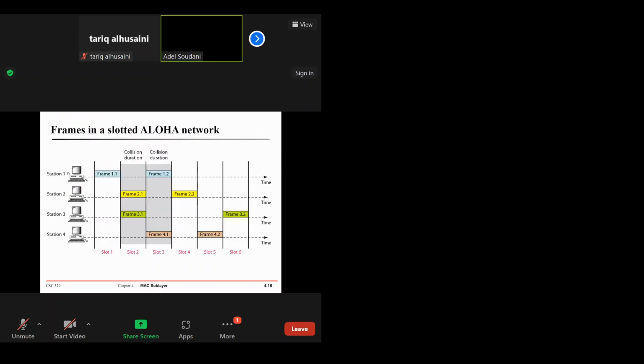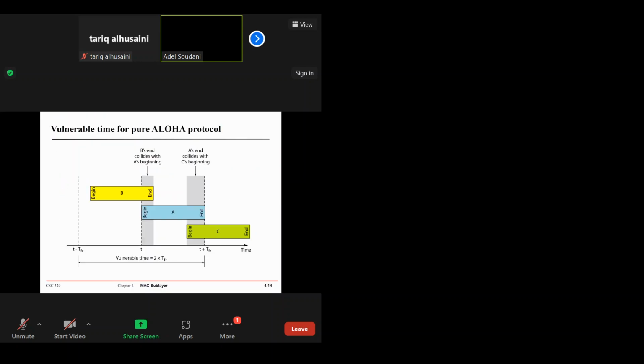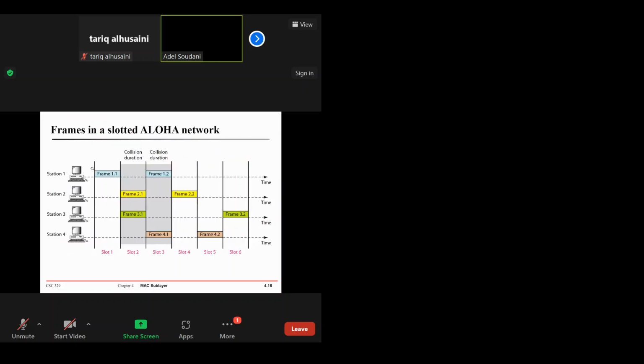So for that reason, there was another approach. Here we were talking about the vulnerability time. We can calculate the vulnerability time for the transmission time of this frame. I move to the next slide, which is about slotted Aloha. Slotted Aloha is another method to get access to the channel.